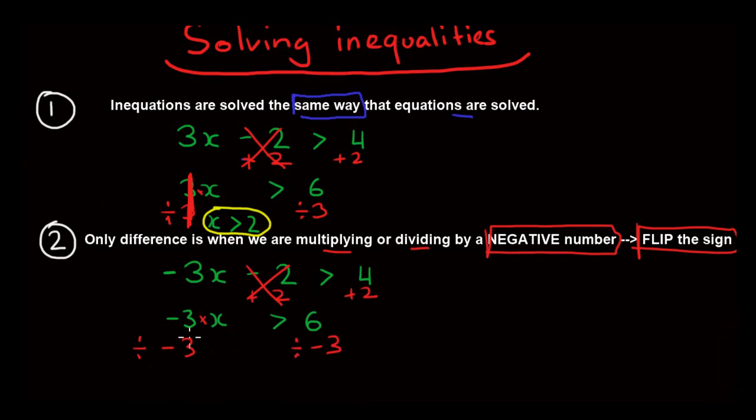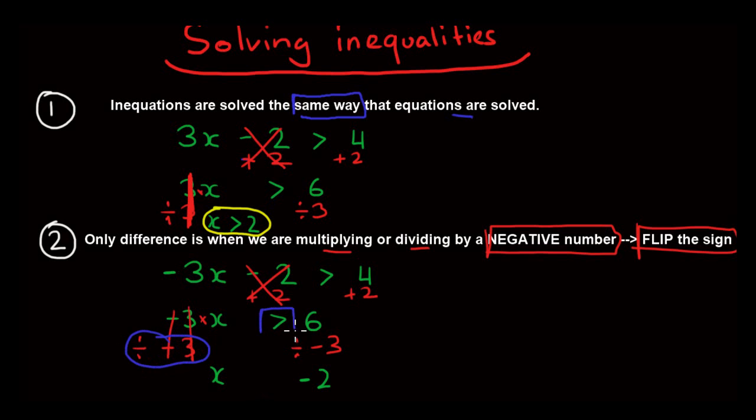So that would cancel out. Minus 3 divided by minus 3 is just 1. So we have left 1 times x, which is the same as x. And 6 divided by minus 3 becomes minus 2. But because we have multiplied by a negative number, or in this case divided by a negative number, so we divided by negative 3, we have to flip the sign.